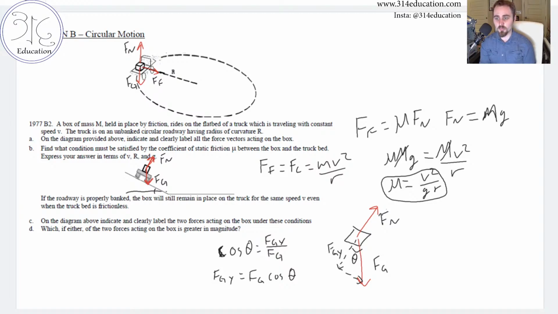We are not on flat ground. We know theta is non-zero, so we know cosine has to be less than 1. So Fgy is less than Fg. And if Fgy is less than Fg, but Fgy is equal to Fn, that tells us that Fn is less than Fg. Good. Any questions on any of that? Looks good. You guys pay great attention. You're really good listeners.